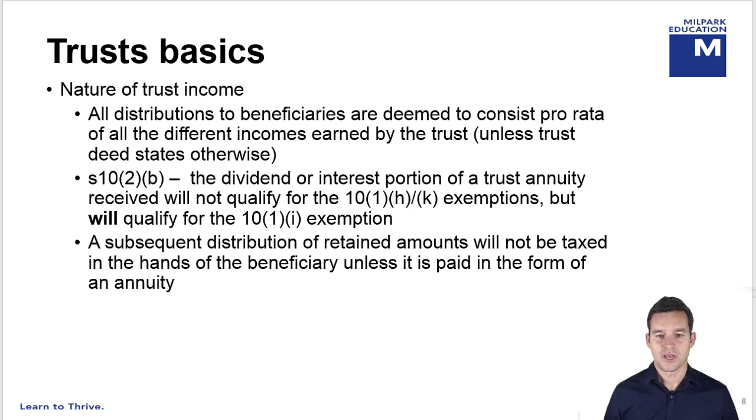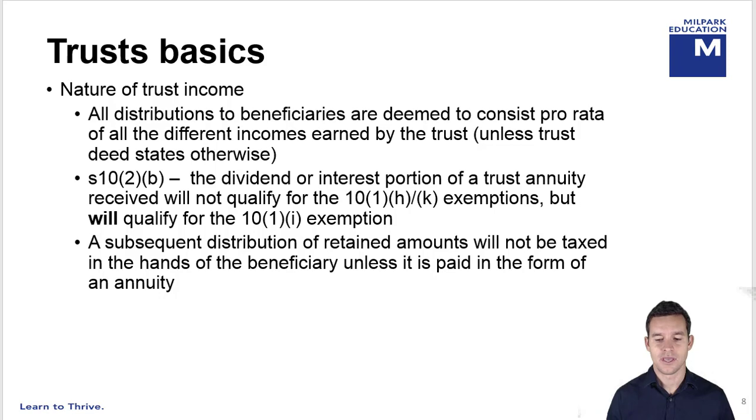All distributions to beneficiaries are deemed to consist pro rata out of all the different income streams from the trust, unless the trust deed specifies otherwise. What I mean by that is that if the trust earns 50 rand worth of dividends and 50 rand worth of interest, and an amount of 10 rand is paid out to a beneficiary, the pro rata rule will mean that half of that 10 rand is paid out as a dividend and half of that is paid out as interest. In terms of 10.2b, income can either be paid out as an annuity or as a straight payment.